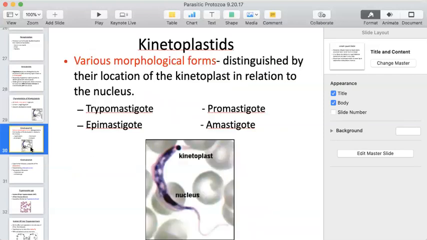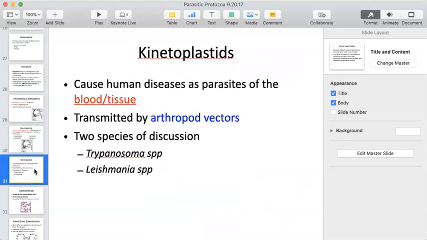There are different morphological forms of the kinetoplast. These protozoa are distinguished by the location of the kinetoplast in relation to the nucleus. We have 4 different categories, and I do have a reading document that I will upload to your Blackboard course to look at this in some more detail. But we have the trypomastigote, the promastigote, amastigote, and epimastigote. You should be able to readily identify these types based on the location of this DNA in relation to the nucleus.